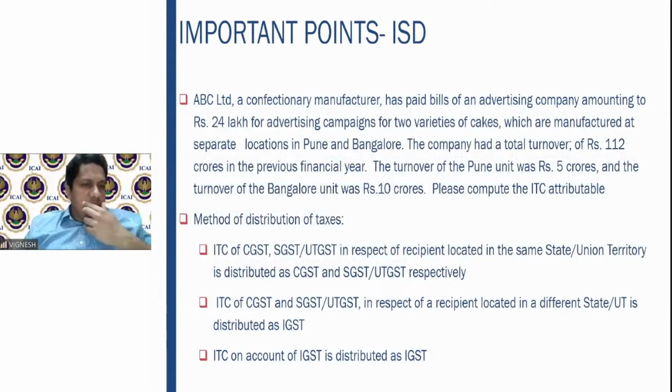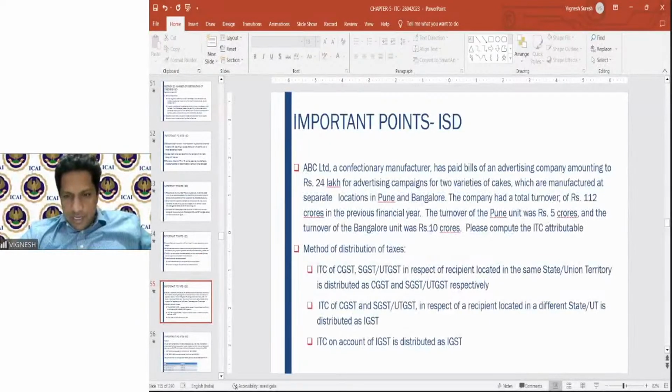Example: ABC Limited, a confectionery manufacturer, has paid bills of an advertisement company amounting to 24 lakhs for advertising campaigns of two varieties of cakes, which are manufactured at separate locations in Pune and Bangalore. The company had a total turnover of 112 crores in the previous financial year. Turnover of the Pune unit was 5 crores. Turnover of the Bangalore unit was 10 crores. Please compute the ITC which is attributable. Can you try to work out this problem? It is a simple problem for understanding purposes.